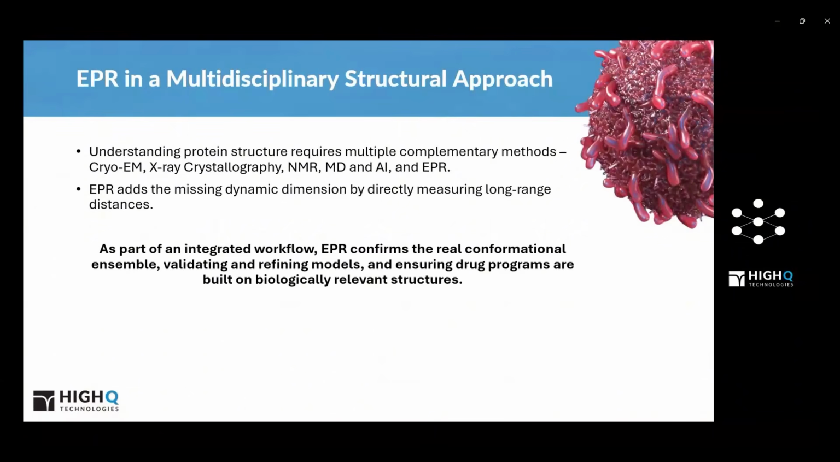EPR can help supplement these structures with that missing dynamic dimension through these long-range distance distribution measurements. And so we think as part of an integrated workflow, EPR can help confirm conformational states and conformational ensembles, and can help refine and validate models. And overall, it can help ensure you have the most information possible for drug programs, so that they are built on biologically relevant structures and conformations. And with that, that's all I've got.